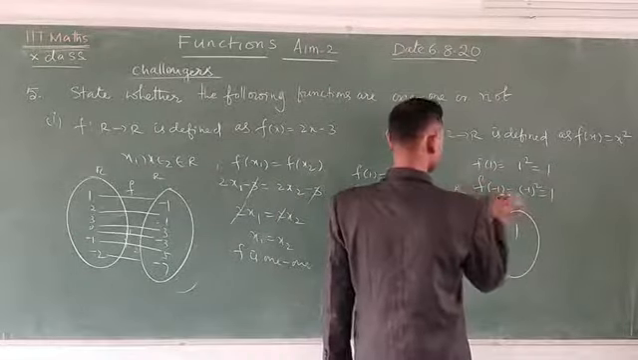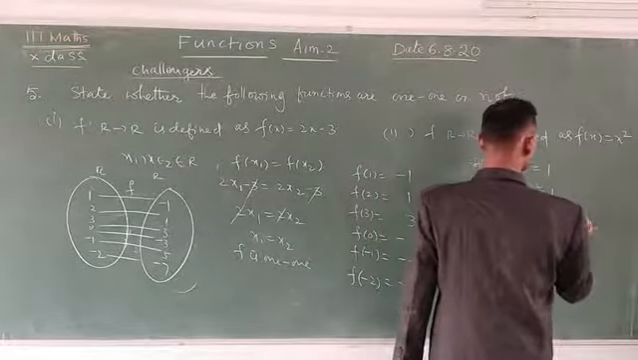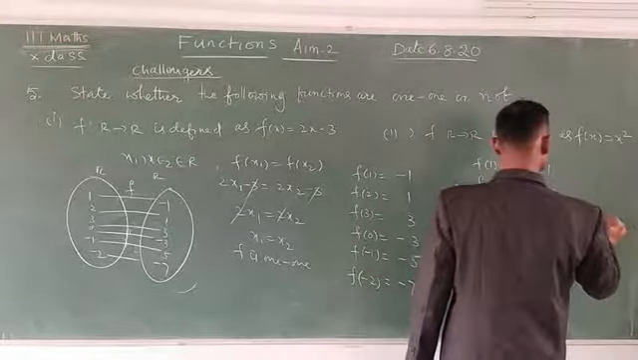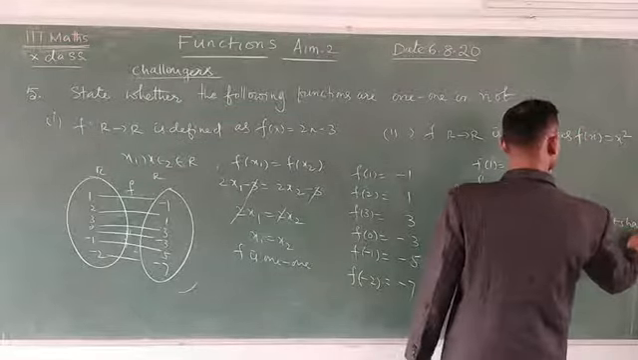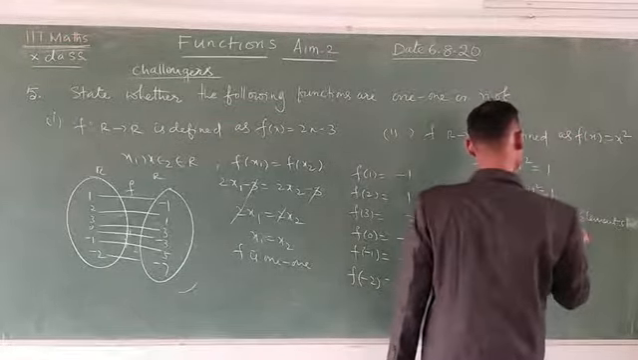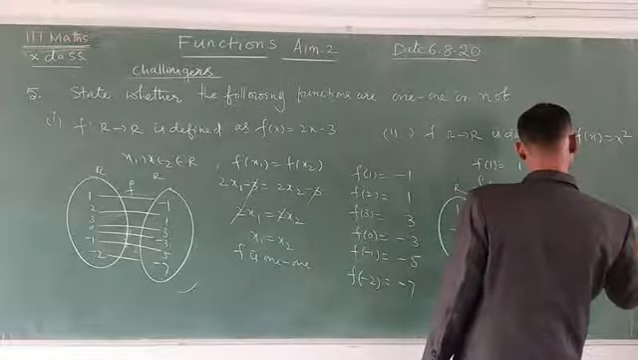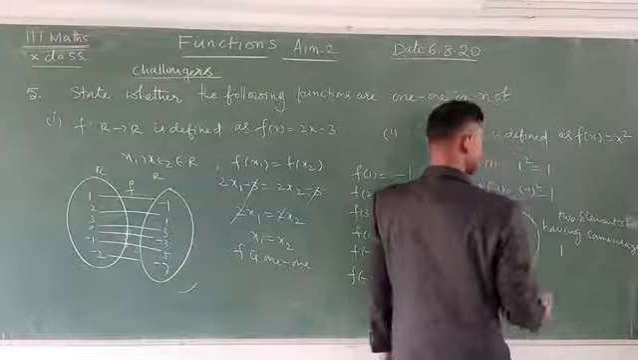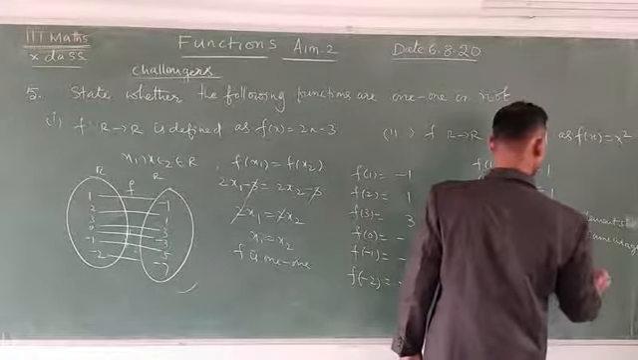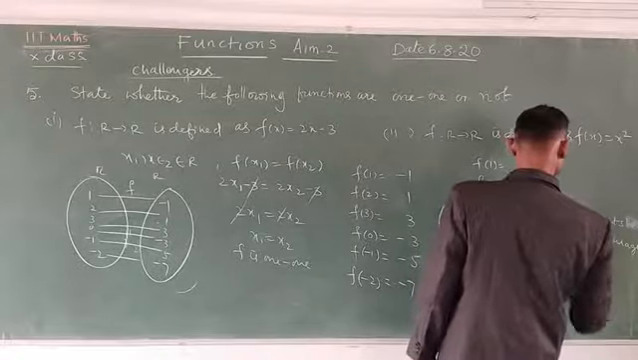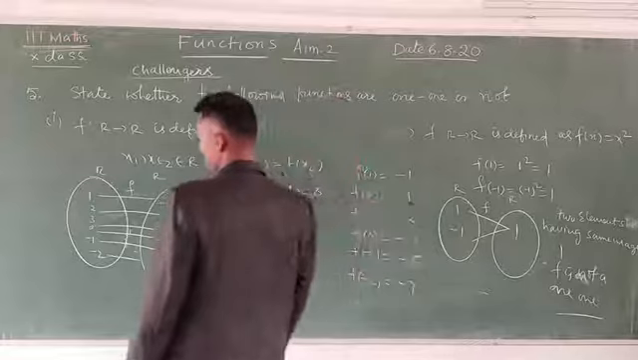That's why, for the second one, therefore two elements having the same image 1, therefore f is not one-one. This is the second one. Note down.